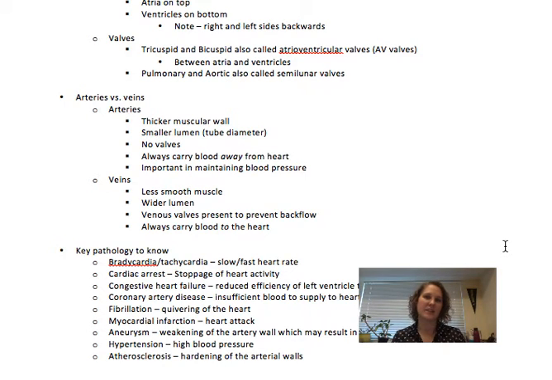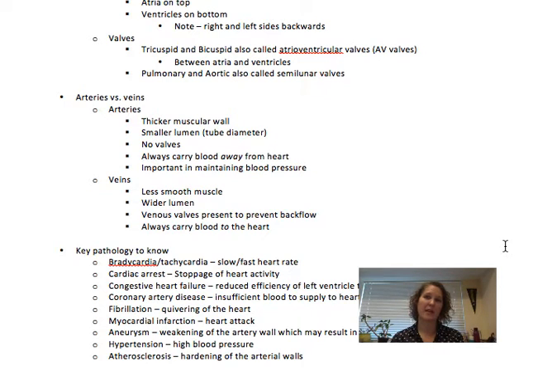If you've ever seen that on TV, they talk about, stand clear of this patient as they're shocking them, and that's because the electricity they're putting in could travel through to anybody who's in contact with them. So it's an interesting thing. As I said already, myocardial infarction, or MI, is a heart attack.